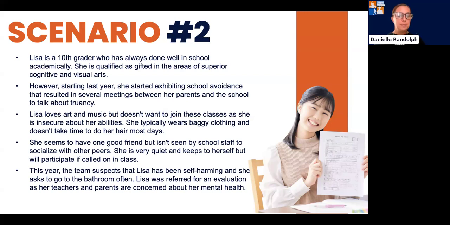She is very quiet and keeps to herself, but will participate if called on in class. The team suspects Lisa has been self-harming lately, and she does go to the bathroom pretty often. She was referred for an evaluation as her teachers and parents are concerned about her mental health. I didn't add this in there, but there was also a suspicion of autism.